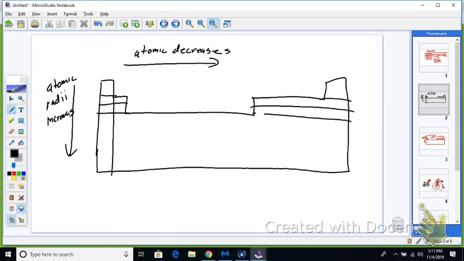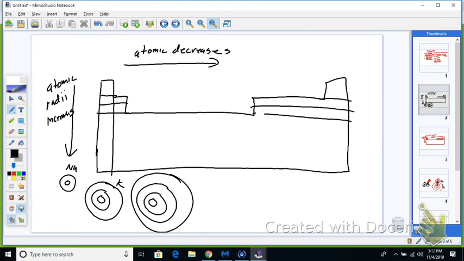Okay, everybody knows why it gets bigger going down, right? More levels are added. As you go down, you get more levels. So, for example, you go from sodium. There's sodium. And then you go to your next one. What's the next one after sodium? Potassium. And then what's the next one after that? Rubidium, and so on and so forth. So yeah, they get bigger because they add on extra levels.